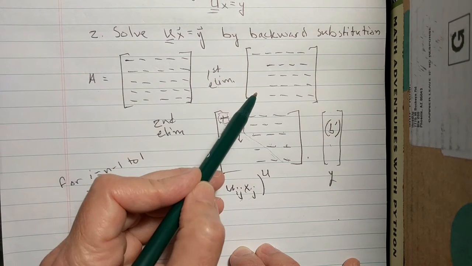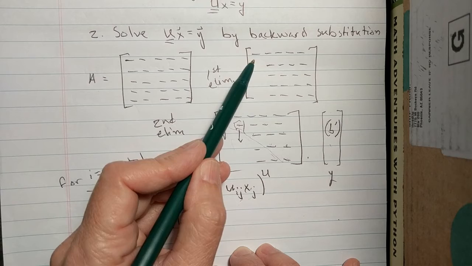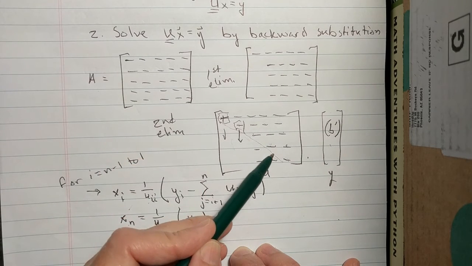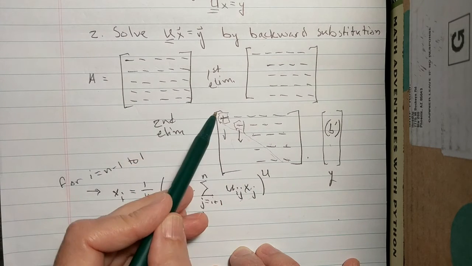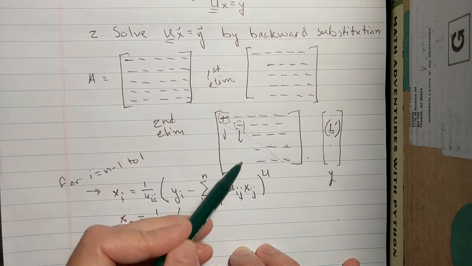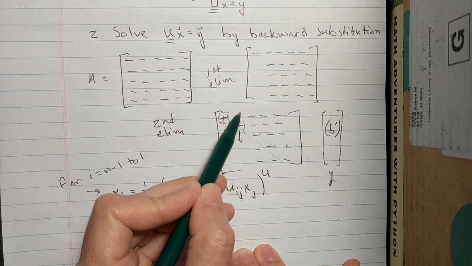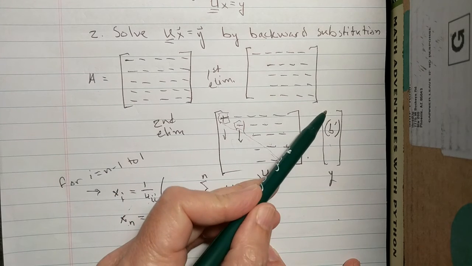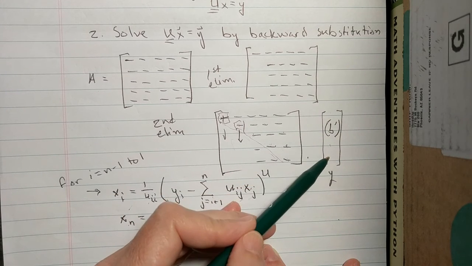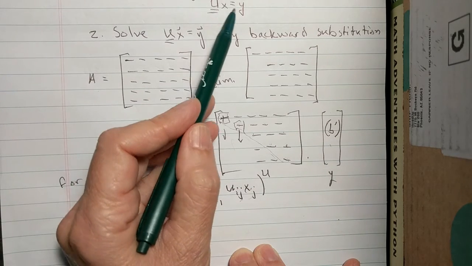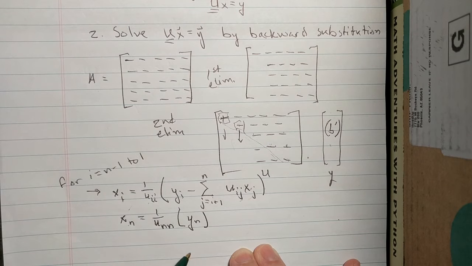We need to just get rid of the stuff below the diagonal. These are called pivots along the diagonal, and we get rid of everything below them in subsequent steps. As we edit these rows, we know that we're also editing our b vector as we go. When we get done, we wind up with Ux equals y, and we want to do back substitution.